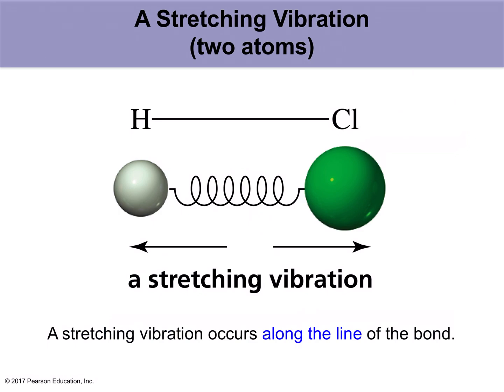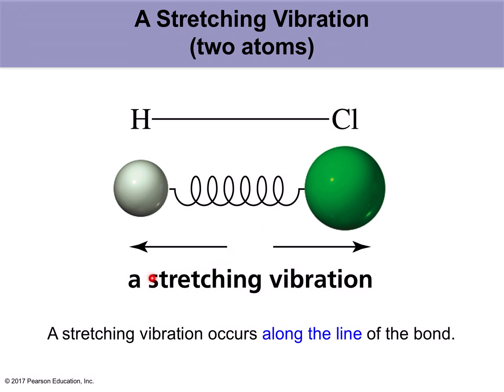Okay, a stretching vibration. Now, all we have are bonds in the molecules. So this is the hydrogen chlorine bond. What do we have in a bond? We have 2 electrons, right? So this bond can be considered as a spring like that.